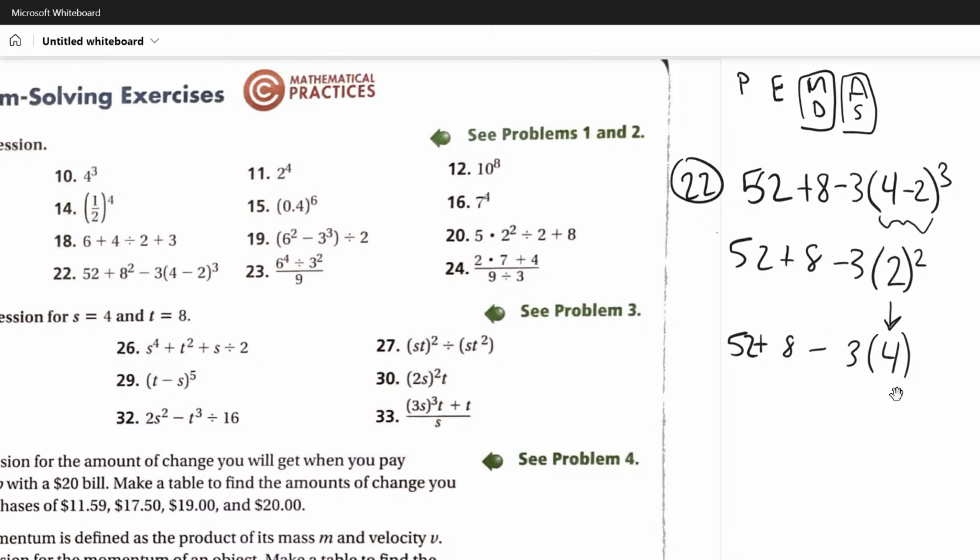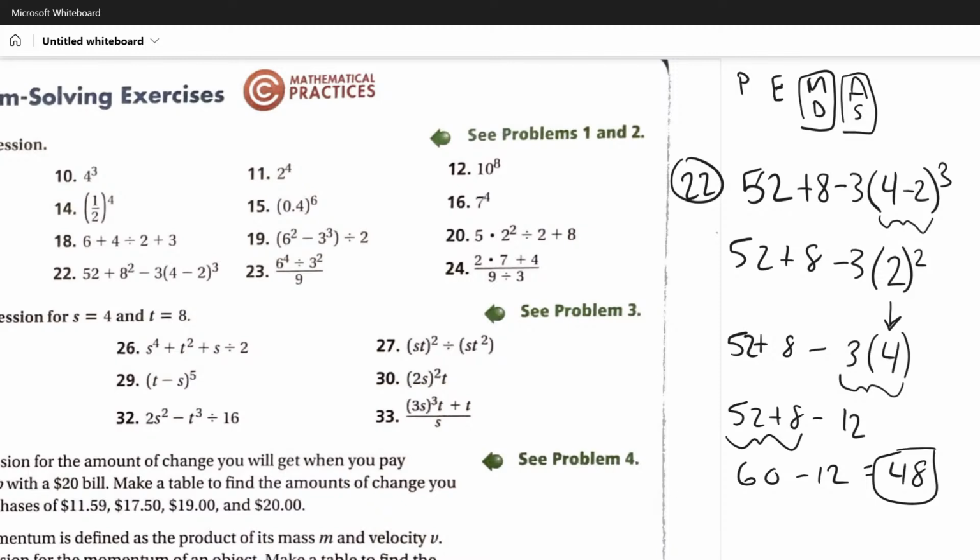We need to multiply now, and that is 12. So that's 5 squared plus 8 minus 12. Now we add and subtract from left to right. And 52 plus 8, that is 60, right? 60 minus 12, that's 48, I believe, is the final answer. So that's pretty good.